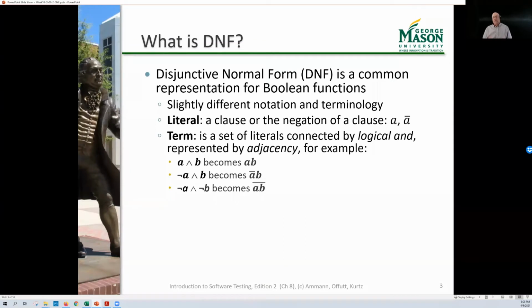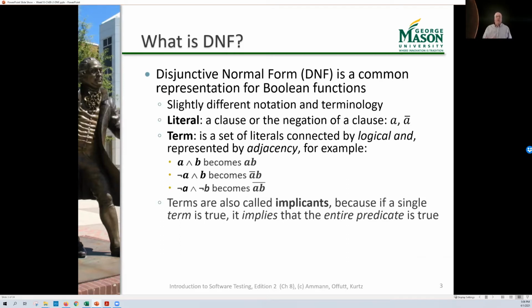We can have terms, and terms are sets of literals that are connected by a logical and. We represent an and by adjacency, or simply by putting the two literals together. So last week, where we were looking at A and B with this arrow kind of sign, this week in DNF, we're going to be representing that as simply AB. And where we had not A and B, now it's just not A B. So the fact that those two clauses, those two literals are together like that, that indicates and.